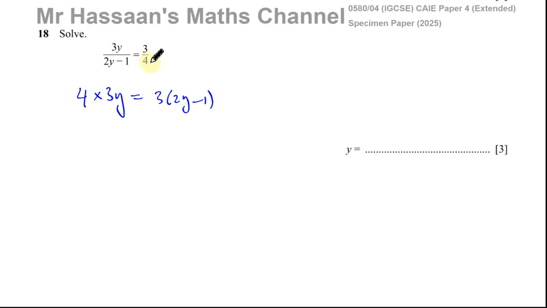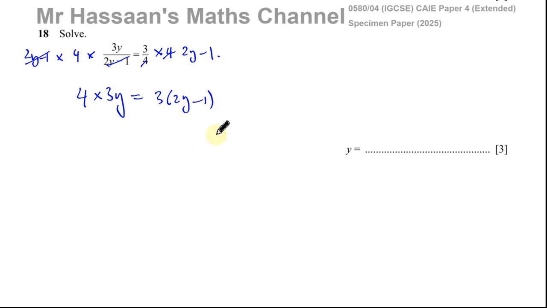So basically what we're doing is we're trying to get rid of the fractions. So we multiply both sides by the denominator. I'm multiplying this side by 4, so that they cancel out. Therefore, I must multiply this side by 4 as well. And I want to get rid of the fraction on this side, so I'm multiplying this side by 2y minus 1. They cancel out, but I must also multiply this by 2y minus 1. So you can see you're left with 4 times 3y and 3 times brackets 2y minus 1. That's actually what's going on in the background.